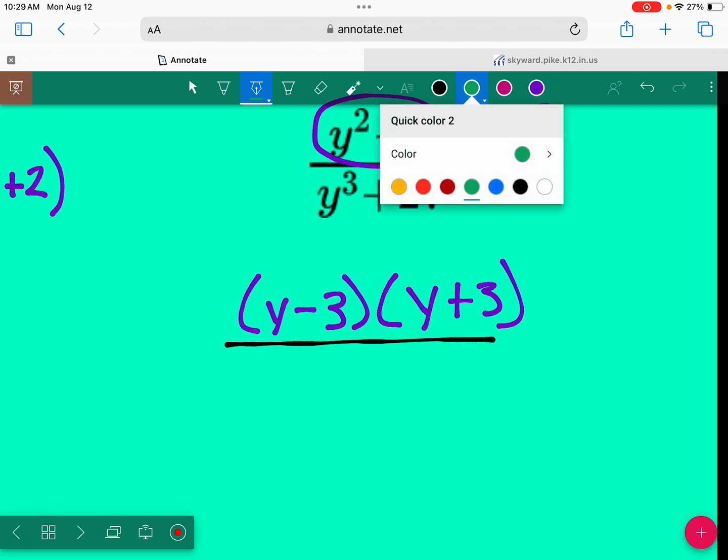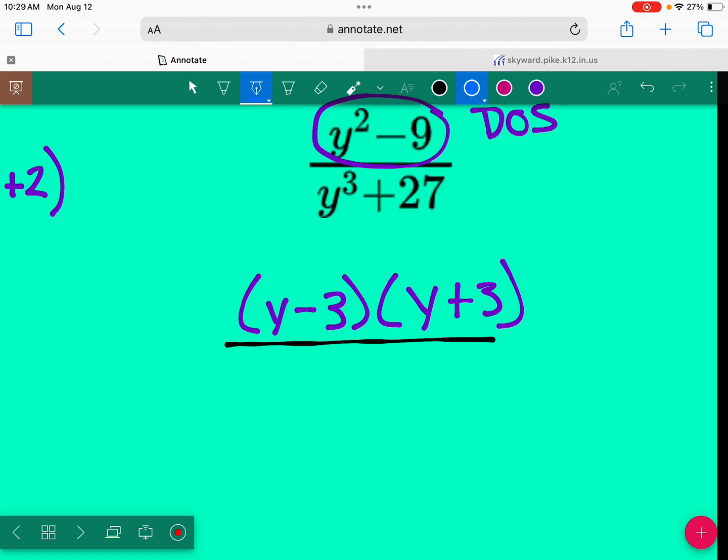Then we're going to look at our denominator. What do we see there? Cubes. Yeah, it uses that same formula as the difference of cubes, but it is actually a sum of cubes. Sum cubes. It is the sum of cubes. We can do that.